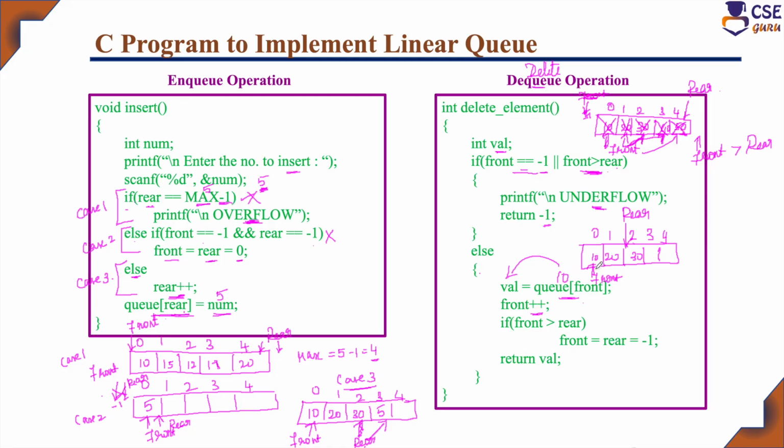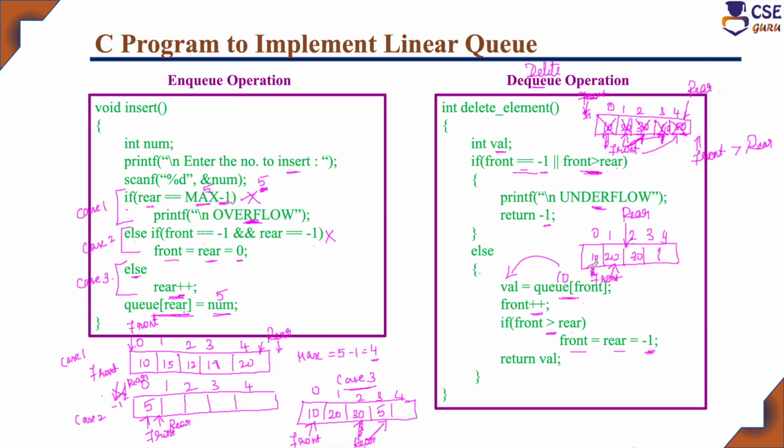Then increment the front pointer. Now front will point here. Increment the front pointer and automatically the element will be deleted. Suppose front is greater than rear, what is the meaning? All the elements in the array are deleted. Now the memory locations are free. In that case, you can set front and rear to minus 1, reinitializing the pointers to an empty memory location. So only when front is greater than rear, you reset to minus 1.